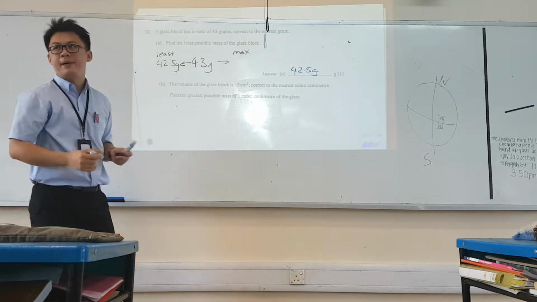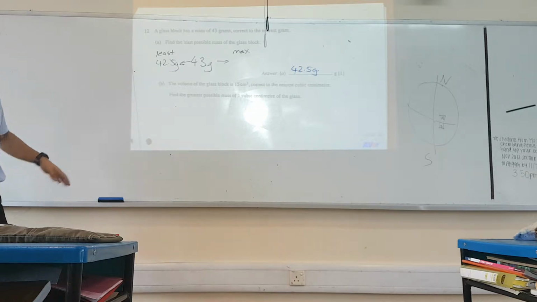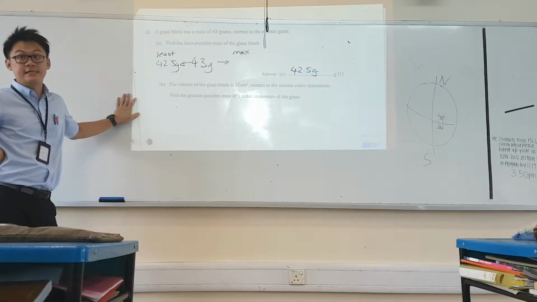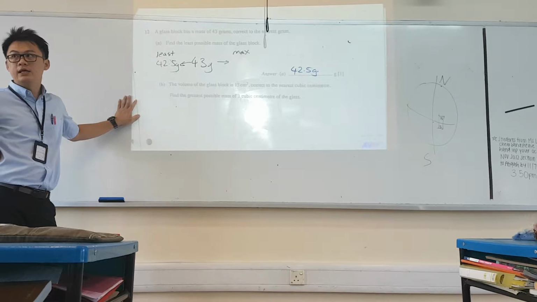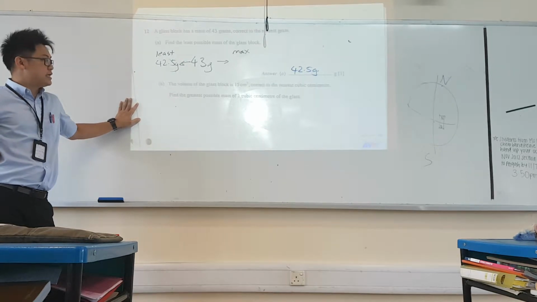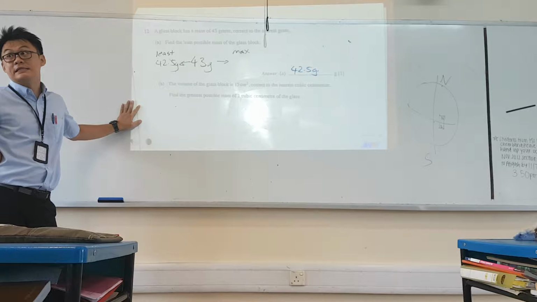Okay, now we need to look at part B. Are you ready? Part B is the one that we need to think about. The volume of the glass block is 50 cm cube, correct to the nearest cubic centimeter. In other words, correct to the nearest whole number, agree? Find the greatest possible mass of 1 cubic centimeter of the glass.